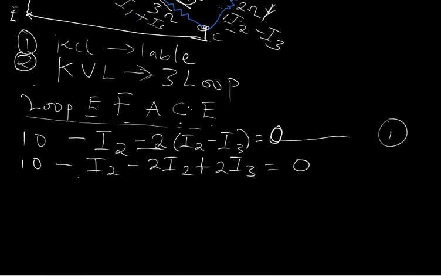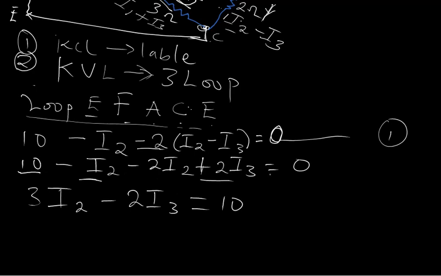So I'm going to move I2 to the other side of the equation, and it becomes plus I2. Let me add the I2 terms: minus 1 I2 minus 2 I2, that's 3 I2. So I move it over, that's going to be plus 3 I2. Then if I move plus 2 I3 to the other side, it becomes minus 3 I3. Since I'm not moving the 10, it still remains 10 volts. So that is equation 1.